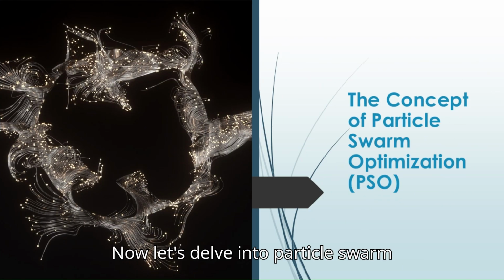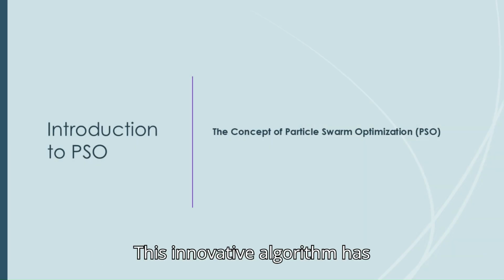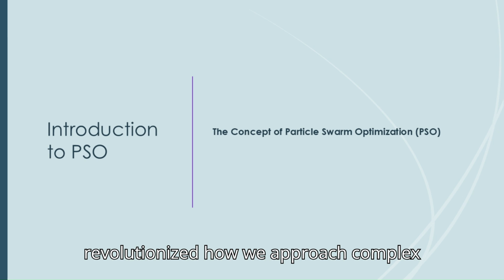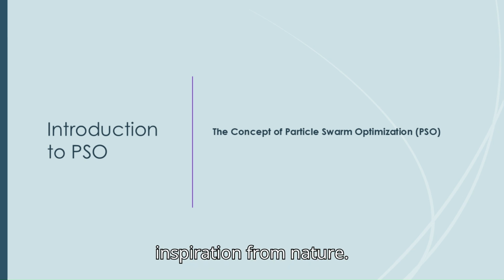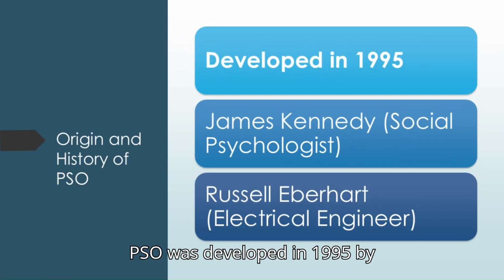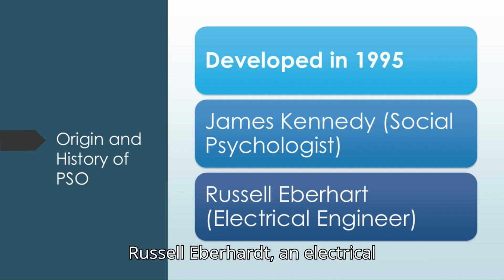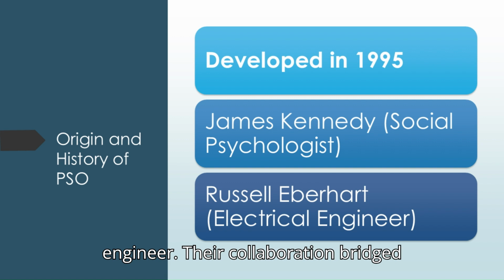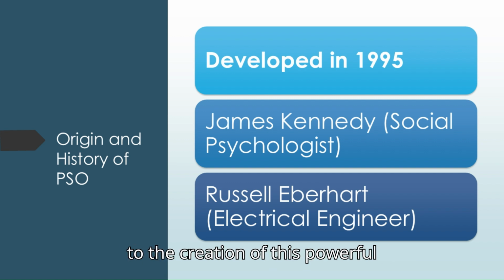Now, let's delve into particle swarm optimization, commonly known as PSO. This innovative algorithm has revolutionized how we approach complex optimization problems by drawing inspiration from nature. PSO was developed in 1995 by James Kennedy, a social psychologist, and Russell Eberhardt, an electrical engineer. Their collaboration bridged social sciences and engineering, leading to the creation of this powerful optimization technique.